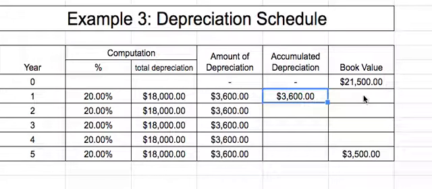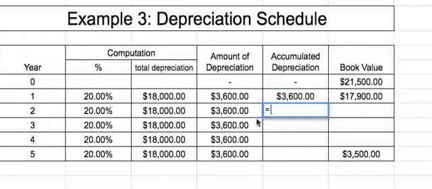Let's step back here for a minute. What would be the book value of this pickup truck after the first year? All we would do, as we did in previous examples, is go equals book value minus accumulated depreciation for year 1, enter. So there's our book value. Now we're ready to go on to year 2.